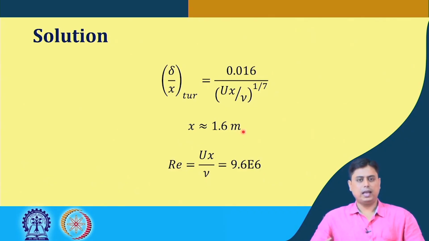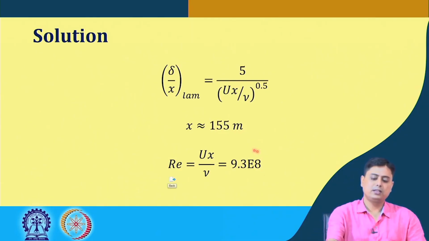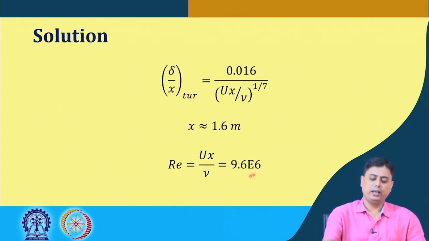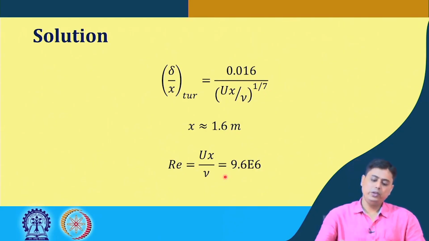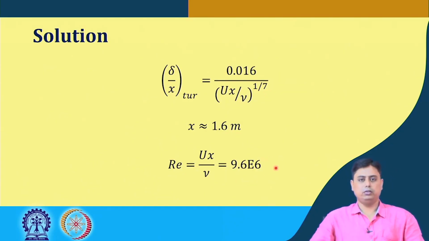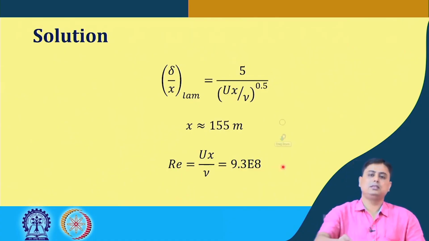We calculate back the Reynolds number based on this x, and we see that the Reynolds number in this case is around 10 to the power 7 in magnitude, 9.6 times 10 to the power 6. So, which is definitely greater than 10 to the power 6, okay, and this is definitely a turbulent condition, which we have calculated rightly. So, the mismatch between the theory and the calculation is eliminated by this assumption.